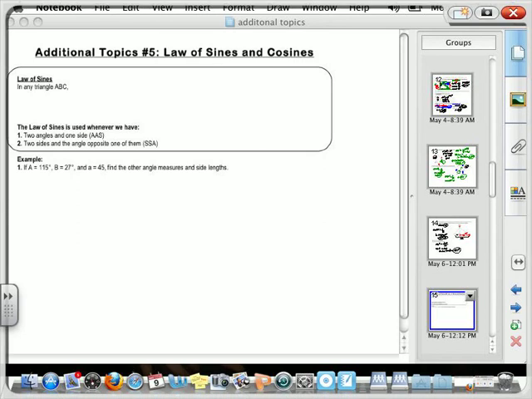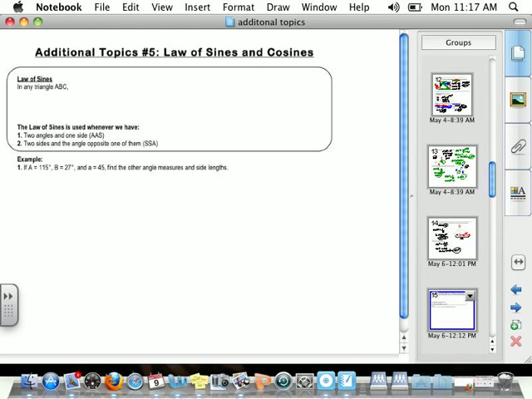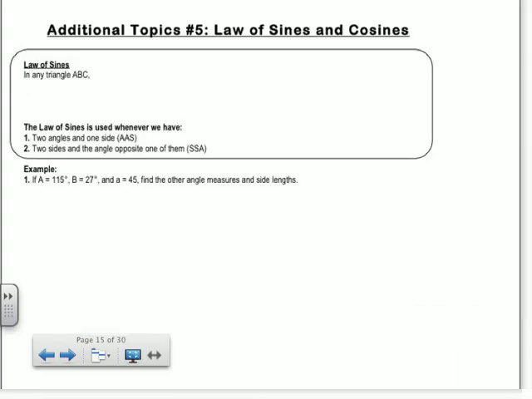So you can have sine of capital A all over little a equals sine of capital B over little b, which is equal to sine of capital C all over little c. So remember, the little letters are your side lengths, and your capital letters are the angle measures. Now this could be the other way. You could have the reciprocals of all of them. So little a over sine of A equals little b over sine of B equals little c over sine of C. You could have that as well.